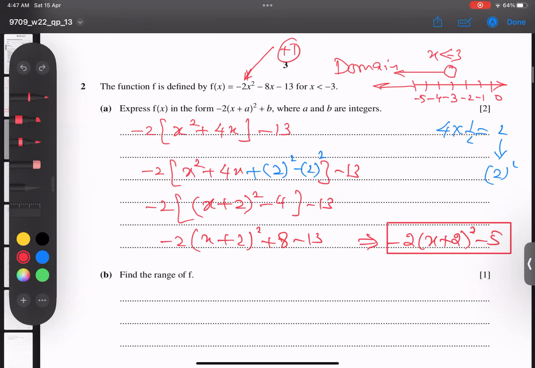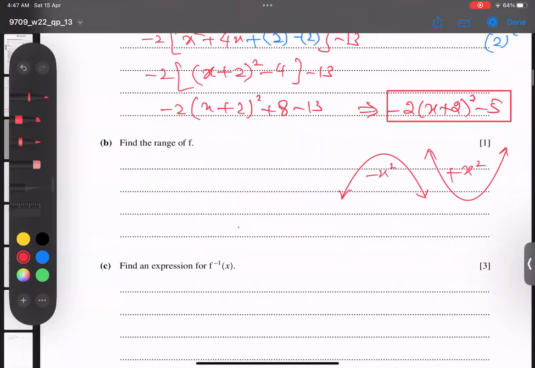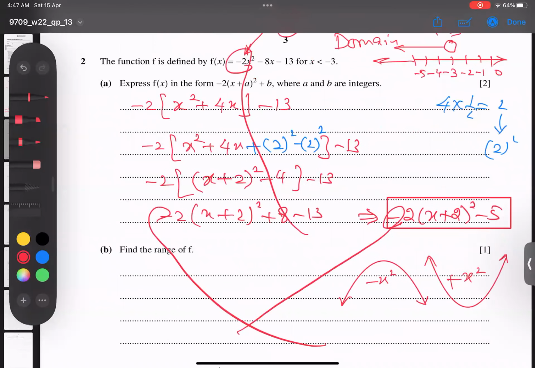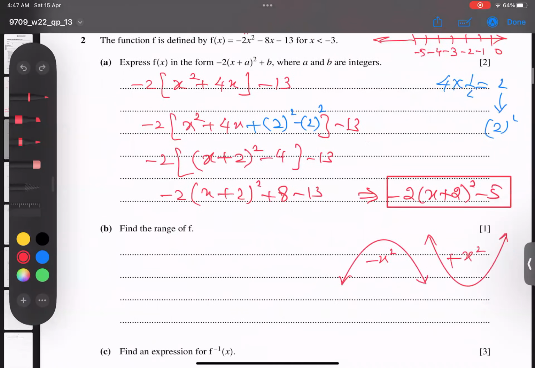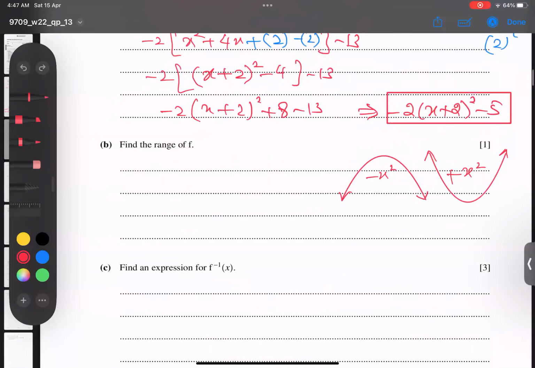Now he's asking for the range. And let me tell you one thing, we have two kinds of functions. If x squared is positive, we have this kind of curve. And if x squared is negative, we have this kind of curve. I believe this is nothing hard. You have the idea already. Because the outside is a negative sign, it means this is negative 2x squared. So I have this kind of curve. So I will use this one.